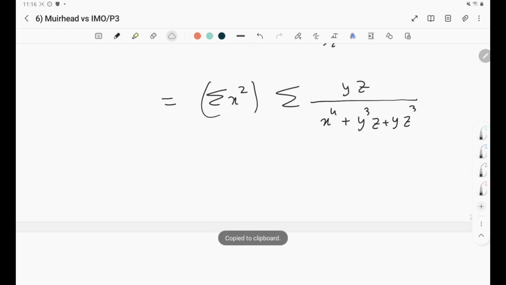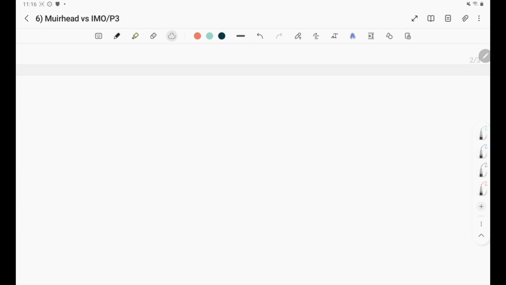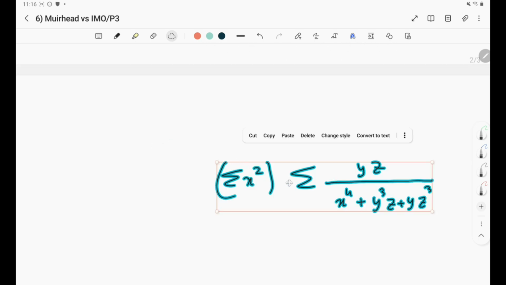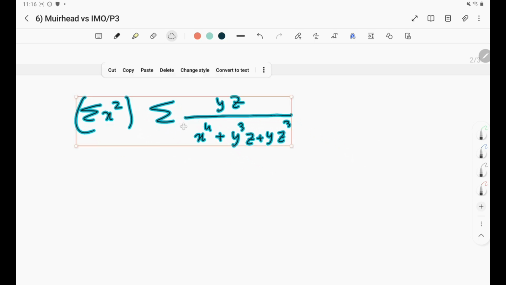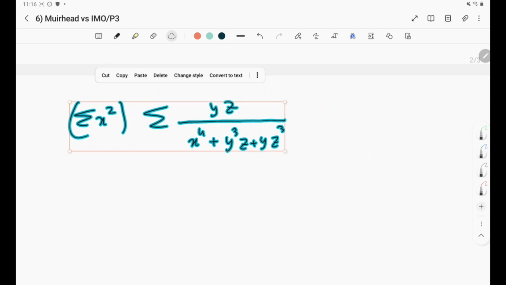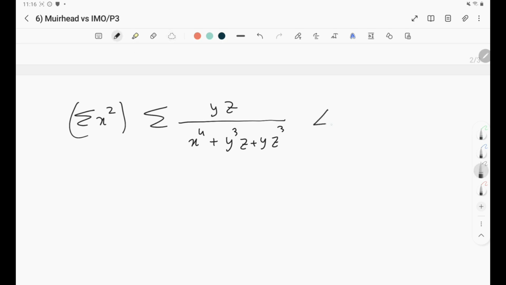I'll copy that. And now all we're going to do is simply show that this thing here is less than or equal to 3. Of course, we don't have any condition, and we can think here about whatever we want. Now, how can we do this question?